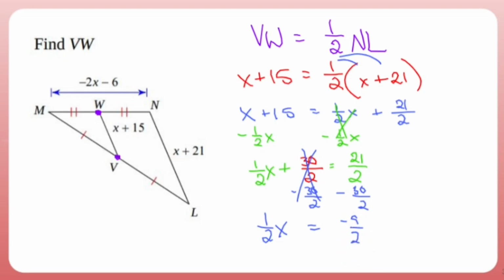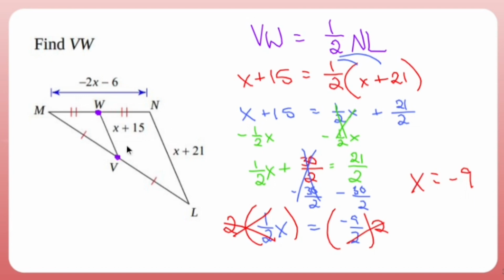My final step is rather than divide both sides by a half, multiply both sides by its reciprocal. So I'm going to multiply both sides by 2 over 1, which is the same as 2. That crosses these out. X is now alone on the left. Negative 9 over 2 times 2 has me cross out the 2's and leaves me with just the negative 9.